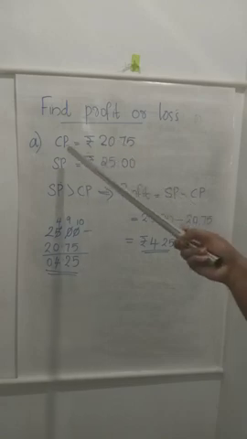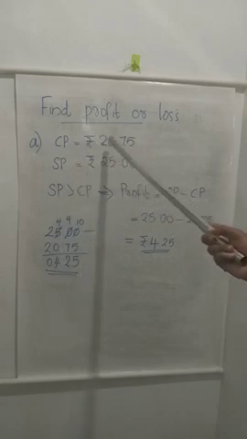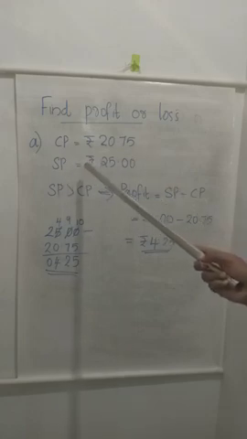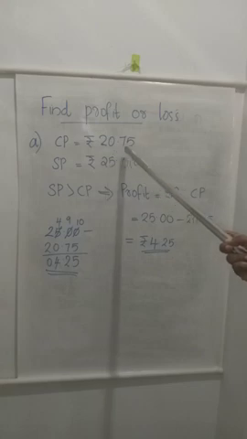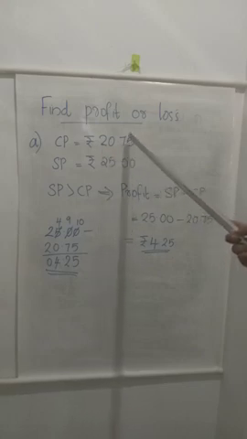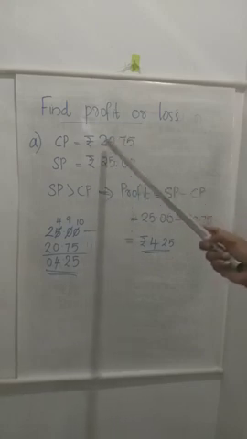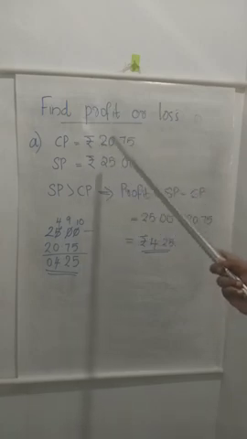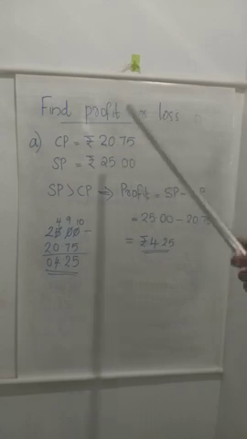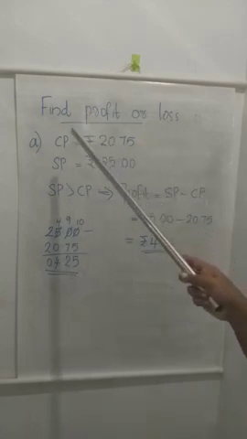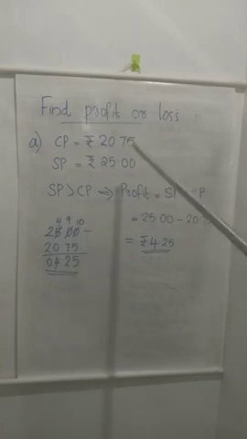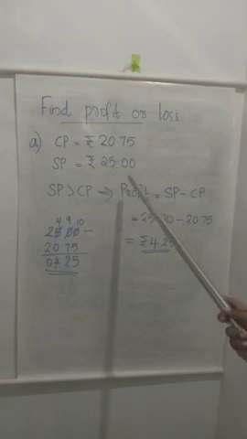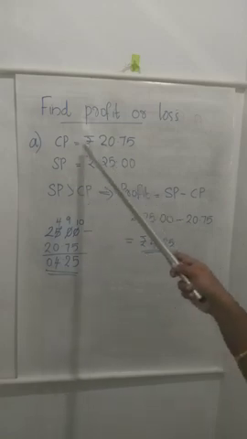First question, given cost price is equal to rupees 20.75 and selling price is rupees 25. Here what do you mean by 20.75? 75 means 20 rupees 75 paisa. So compare. If you want to find profit or loss, we should compare between cost price and selling price by looking which is greater, 20.75 or 25, which is greater. Yes, here selling price is greater.